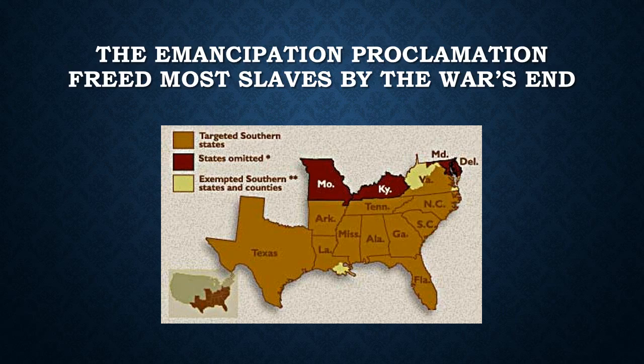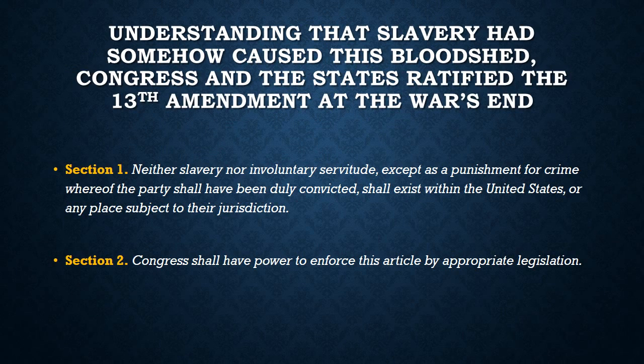But again, when we talked about the proclamation, we talked about how there were some states and areas of the Confederacy that were exempt because they were not technically in rebellion. So slavery as a result of the war isn't ended in those areas. But understanding that slavery had somehow caused all this, the United States Congress passed, and the necessary amount of states ultimately ratified, the 13th Amendment to the U.S. Constitution at the end of the war.